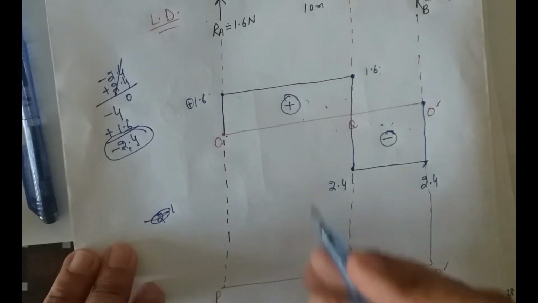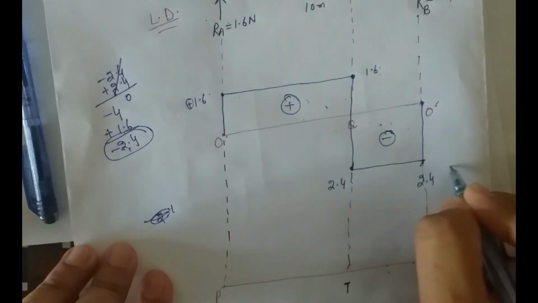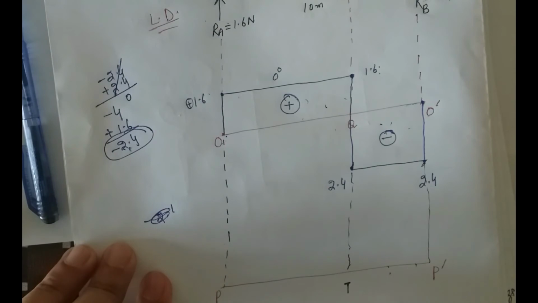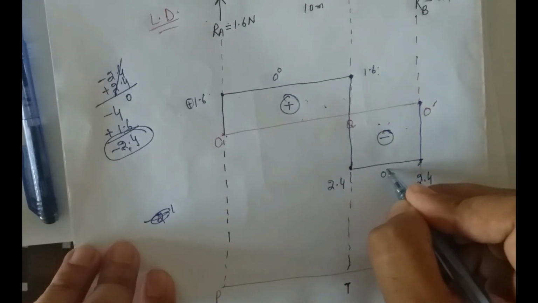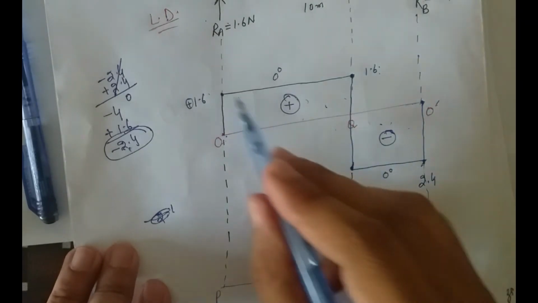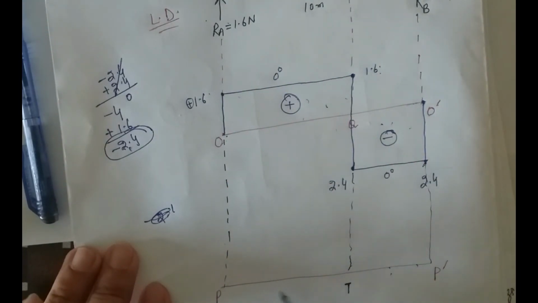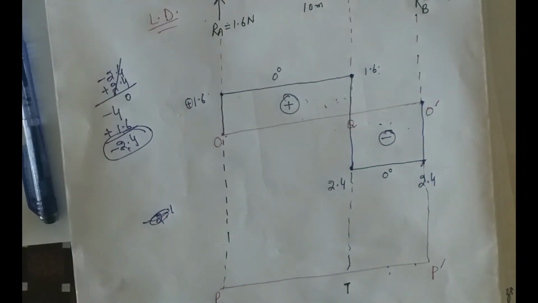So let's see that in this diagram the degree of this line is 0, so the shear force diagram is 0 degree. Here the lines are also 0 degree, so this shear force diagram is entirely of 0 degree. So it means that the bending moment diagram will be 1 degree greater than this diagram. So the bending moment diagram will be of 1 degree.